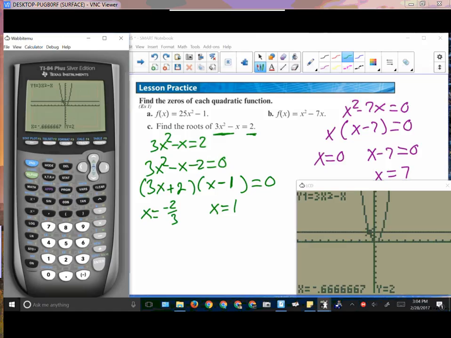All right, so we were looking for where this was equal to 2. The 1 made it equal to 2, the negative 2 over 3 made it equal to 2. Assignments due end of class tomorrow.